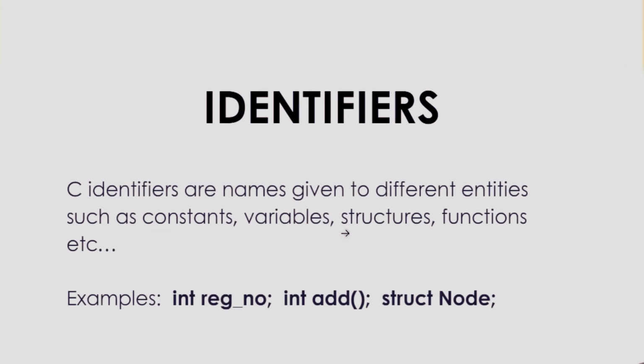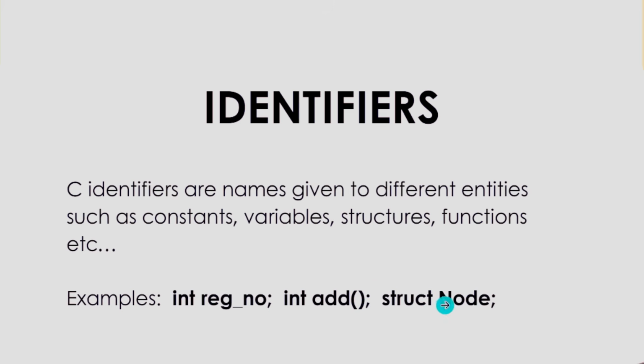So what are identifiers? Identifiers are names given to different entities such as constants, variables, structures, functions, etc. So they say identifiers are names. For example, I've given three examples over here. int register number, which is a variable declaration. int add, which is a function declaration. struct node, where I have defined a structure called node.